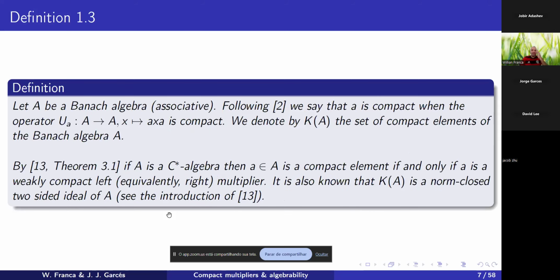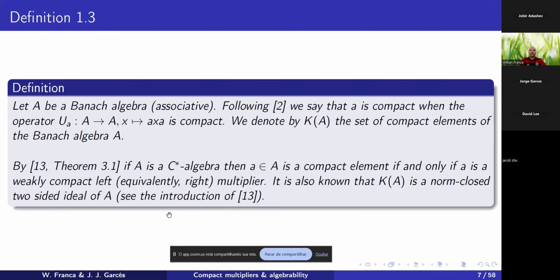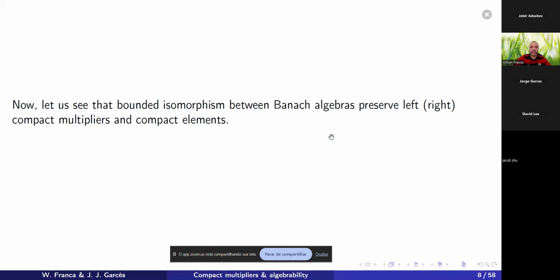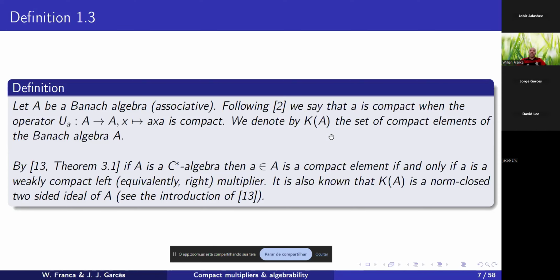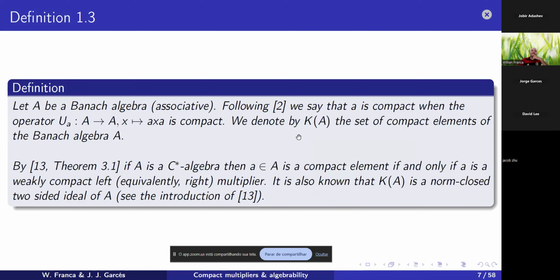Now another definition. Don't get confused with the previous one, where we introduced multipliers by left and right. Here we are saying that an element is compact when the operator that multiplies by the same element on both sides is compact. We are going to denote the set by K(A). Just be careful, because now my K is not stylized. That means I am going to be focusing on just the compact elements of the Banach algebra.